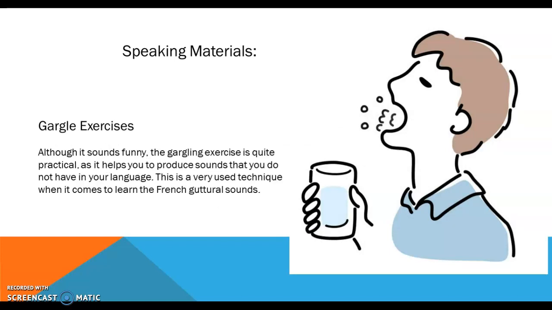Speaking materials. Gargle exercises. Although it sounds funny, the gargling exercise is quite practical, as it helps you to produce sounds that you do not have in your language. This is a very used technique when it comes to learning the French guttural sounds.